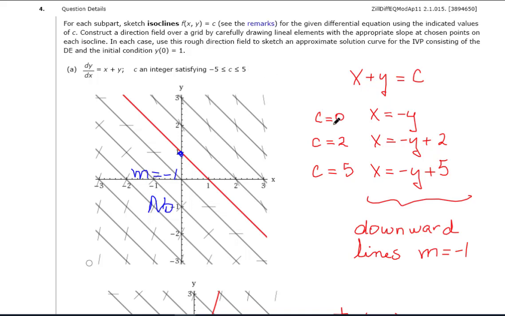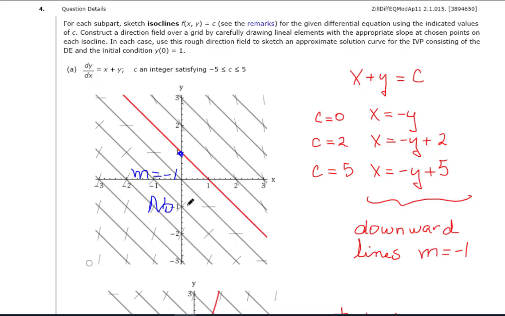Well, what does that mean? Well, if c is 0, x is minus y, or y is minus x, and so you get this downward line through the origin. And as you change the value of c from 0 up to 5, what you see is it's minus x plus 2, minus x plus 5. And so what we get are lines that all have the same slope of -1, just shifted up and down.